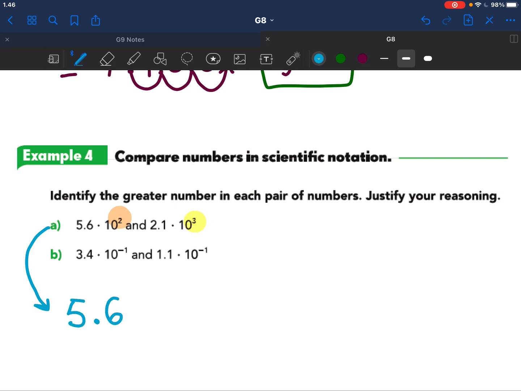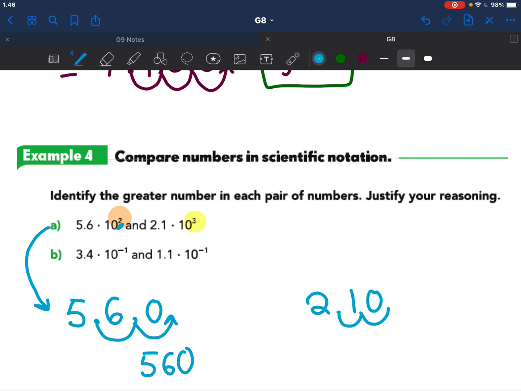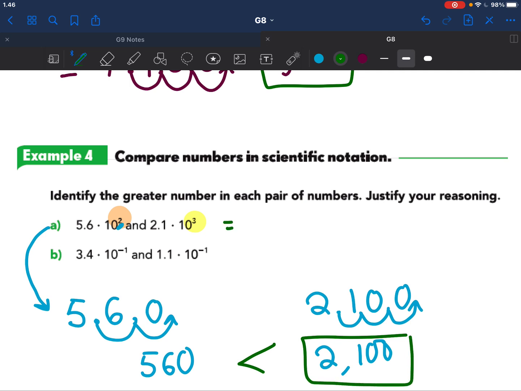Again, a positive exponent means you move the decimal that many times to the right. So 1, 2. So 560. And then 2.1, move that 3 times to the right. 1, 2, 3. So that is 2,100. And it is pretty obvious that the 2,100 is greater. So you can just circle this. Okay, so that's one way.